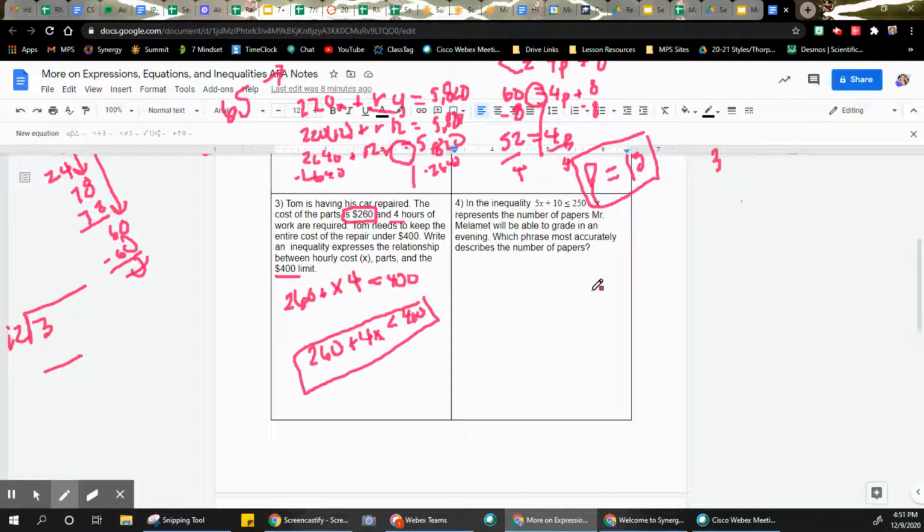Moving on to our next one, it says the inequality 5x plus 10 is less than or equal to 250. In this inequality, x represents the number of papers Mr. Melmet will be able to grade in the evening. Which phrase most accurately describes his papers? It's telling us that 250 of something is the most we can do, and then we have 10 plus 5x. So I think we're talking about minutes, and 250 minutes must be the most time he has to spend. So that means he can spend 5 minutes per paper with the initial start of 10 minutes.